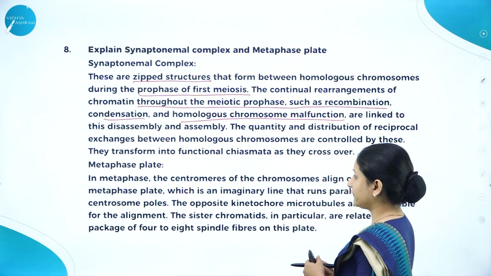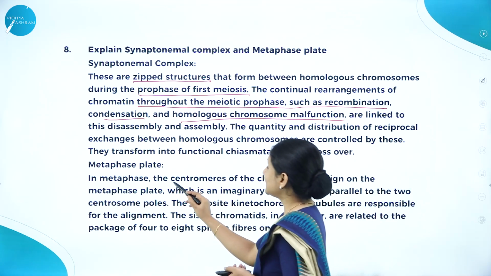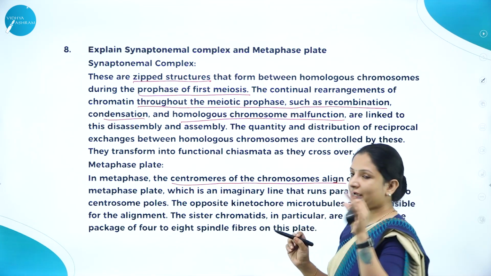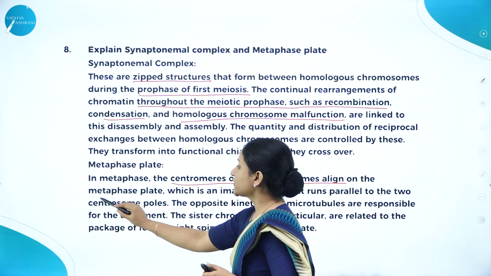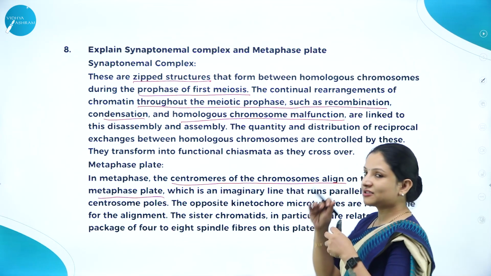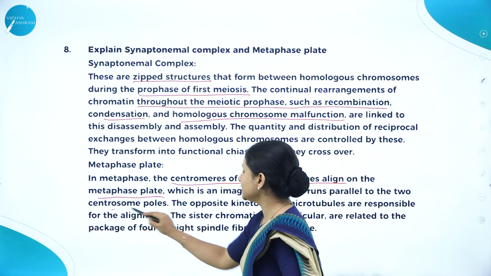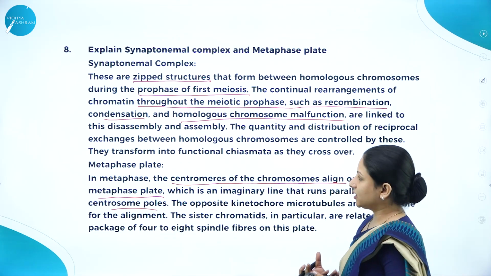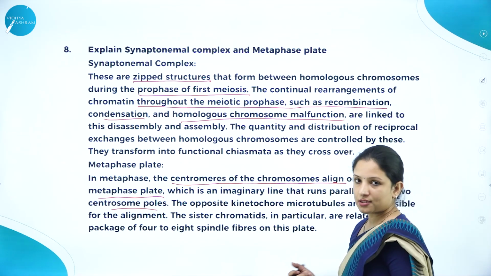Next, talking about the metaphase plate. In metaphase, the centromeres of the chromosomes align on the metaphase plate, which is an imaginary line that runs parallel to the chromosome poles. That is what happens in the metaphase plate. So much, if you write, it is enough.